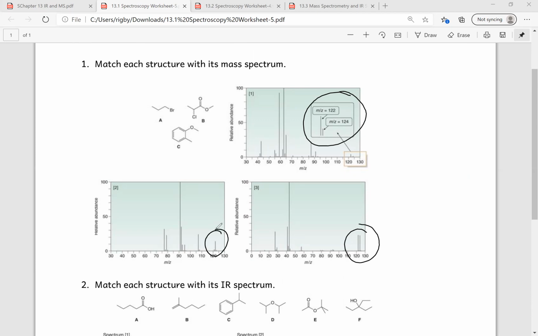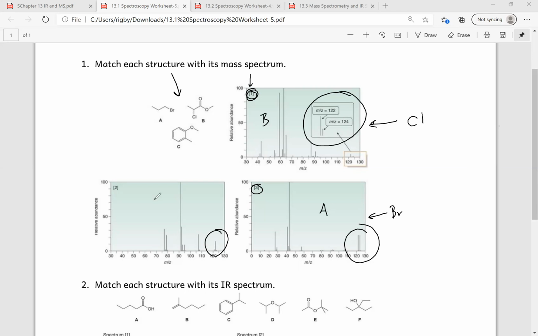In graph number 1, we have an M+2 peak that's about a third of the size of the M peak. As a result, we can say this one probably has chlorine. Looking at our possible choices, we only have one that has a chlorine in it, so graph 1 probably corresponds with B. Then I'm going to skip graph 2 and go to graph 3. We can see that the M and the M+2 peak are relatively the same size, so this probably has bromine in it. The only one of our choices that has bromine in it is A, and thus graph 2 narrows down to be C.